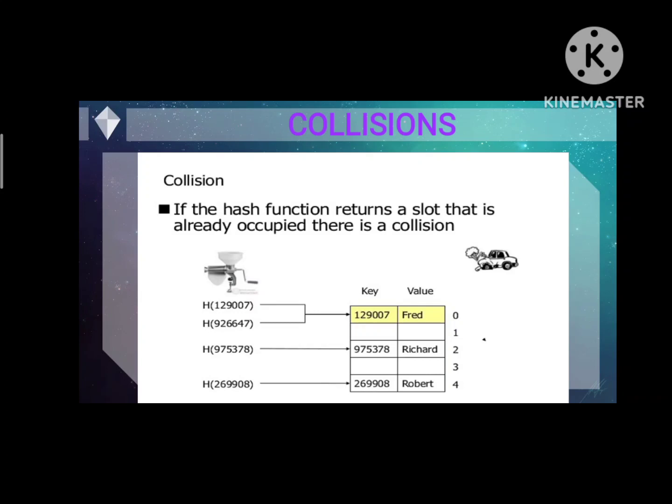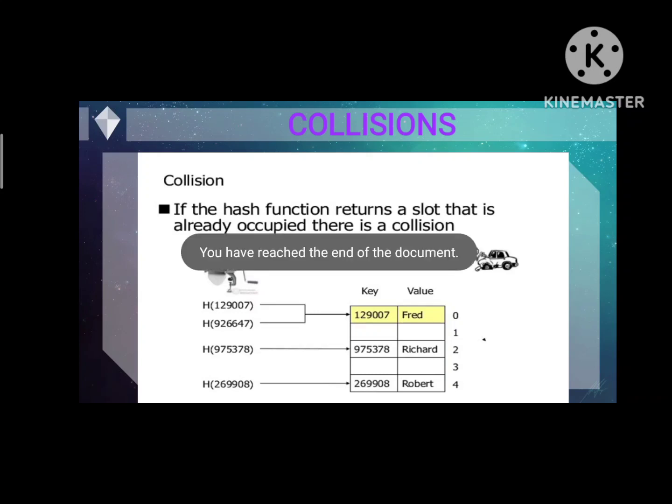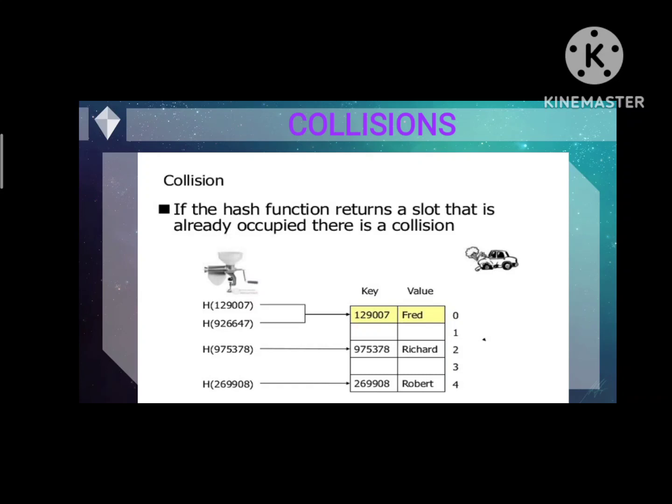See the example below. There's a key and there is a value. Here, in the zero index, see the key 129007. This is a key value. Only one key value is stored for the zero index, right? You can change it, but you can't store two values at a time in there.